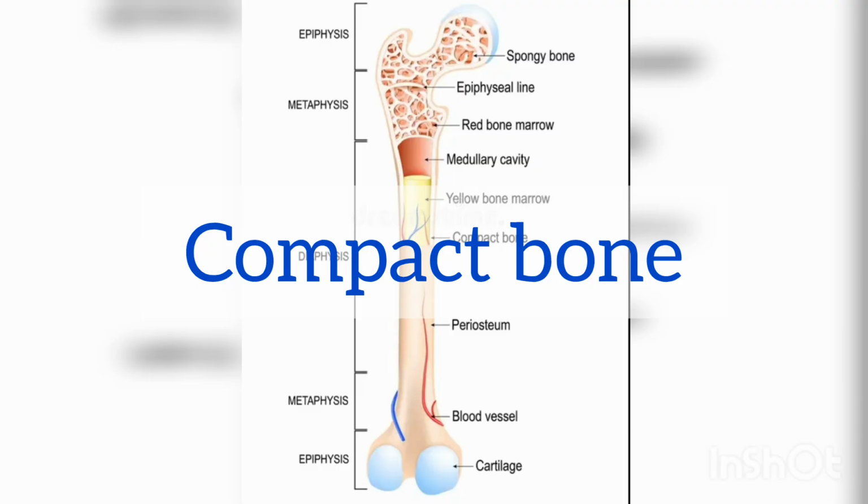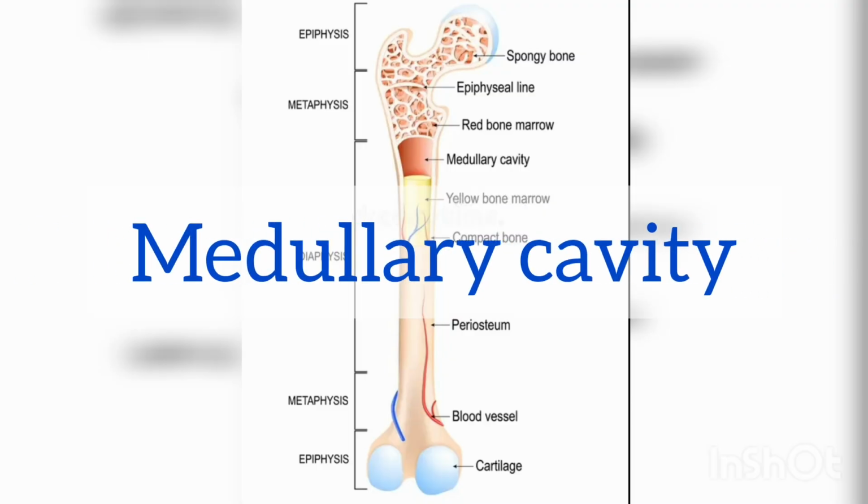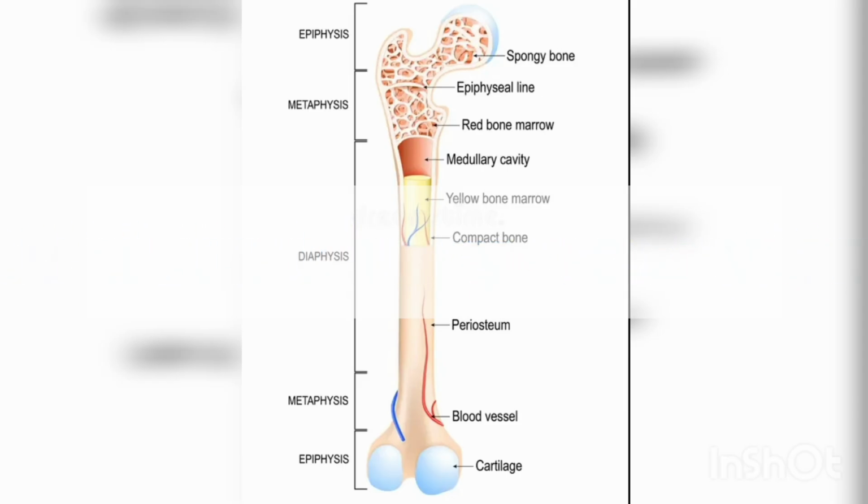Compact bone. Deep to the periosteum is the compact bone forming the strong outer wall of the shaft. This is what gives the long bone much of its strength. Medullary cavity. Inside the shaft is the medullary cavity, which contains the bone marrow. In children, much of this marrow is red and actively involved in blood cell production. With age, much of it becomes yellow marrow.